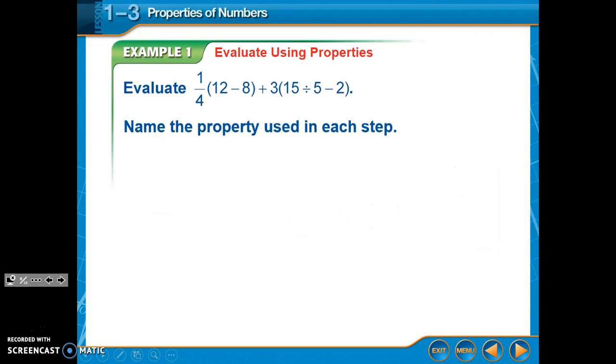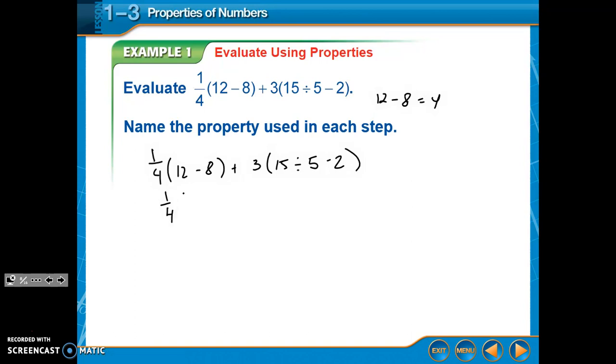So we want to use these properties in order to solve this. If we're solving this step by step, we want to be naming the properties as we're solving. So we're starting out with this, and the order of operations says I want to start within my parentheses. So I'm going to first start in here. 12 minus 8 is equal to 4. When I do this, I am using substitution, because when I put in 4 in place of that, I know it's equal to it. I replace it. I substitute in 4 for that value. So I'm going to put substitution.